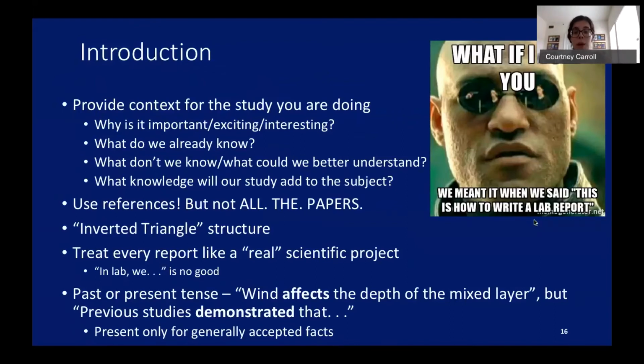Now, this is the main part where you put in those references. You want to include the things that are important, but don't include all the papers. So don't just word vomit out 100 references. You want to include the big stuff. And we talk about the structure of an introduction like an inverted triangle. So you start off broad. Why is this a big deal? Why should I as a reader care? Then you move in, you get a little bit more specific.